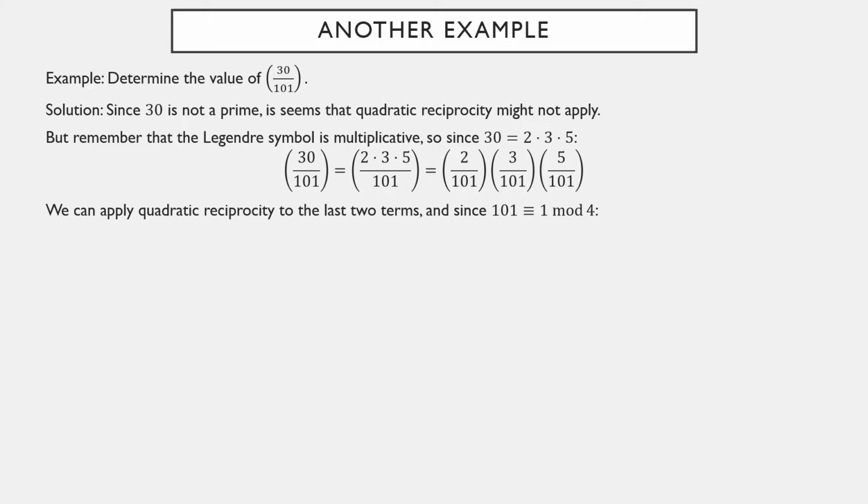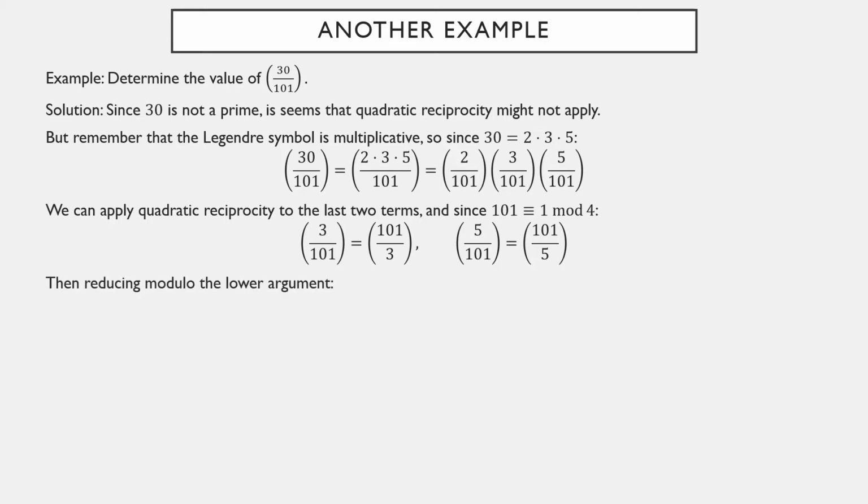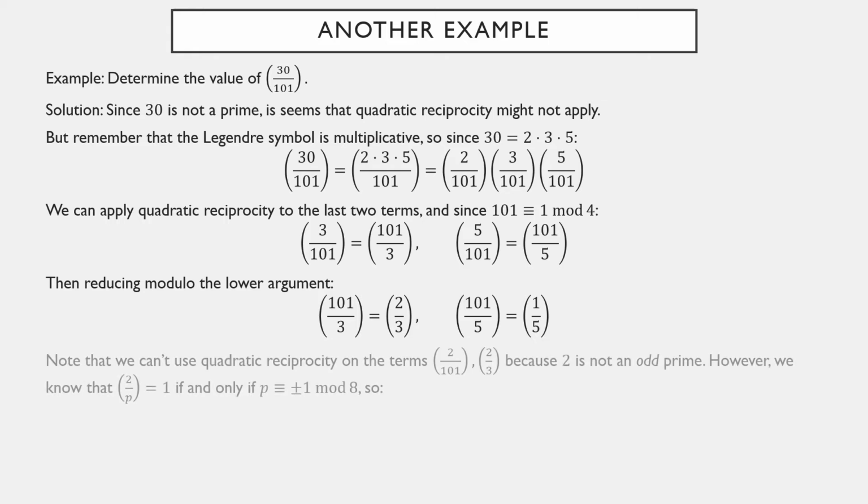Since 101 is equivalent to 1 mod 4, the Legendre symbol 3 by 101 is equal to the Legendre symbol 101 by 3, and similarly for 5. However, 101 can be reduced mod 3 and mod 5 respectively. So asking if 101 is a quadratic residue modulo 3 is the same question as asking if 2 is, because 101 is equivalent to 2 modulo 3. Asking if 101 is a quadratic residue modulo 5 is exactly the same question as asking if 1 is, because 101 is equivalent to 1 modulo 5.